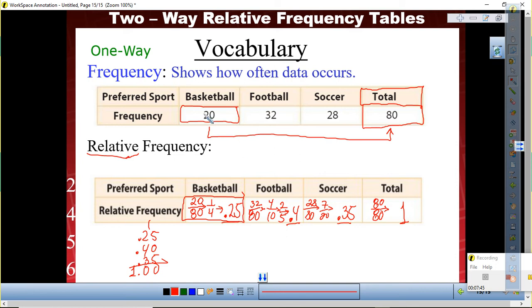Why does that work? Because with numbers, let's see, what is 20 plus 32 plus 28? 80. And what is 80 over 80? 1. Questions on one-way relative frequency tables. Does everybody understand why it's called relative? Because each cell is related to what? The total. Okay, so we got that.